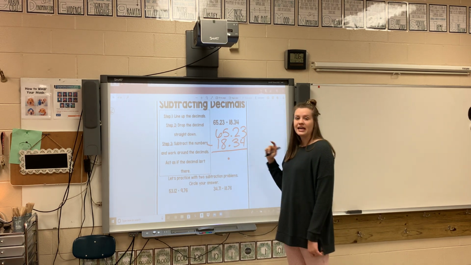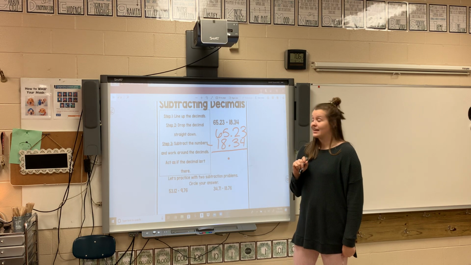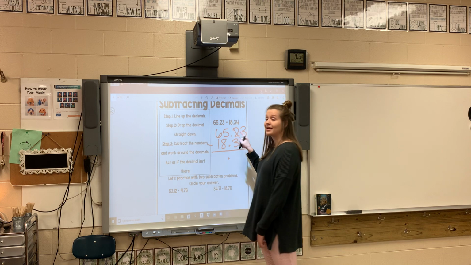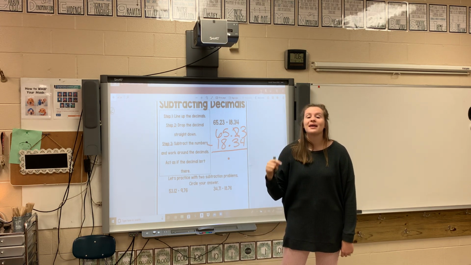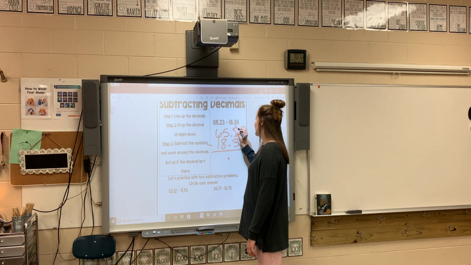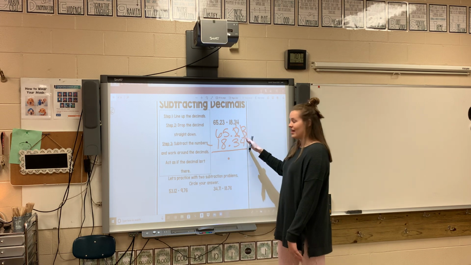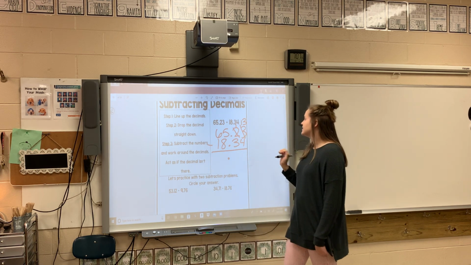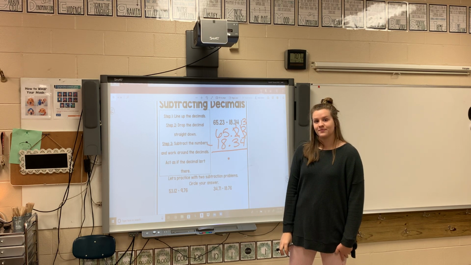If I have 3, can I take away 4? I cannot, so I need to regroup. I need to borrow from my 2, so it will become a 1. And I'm adding to my 3, it's going to become a 13. What is 13 minus 4? 9.